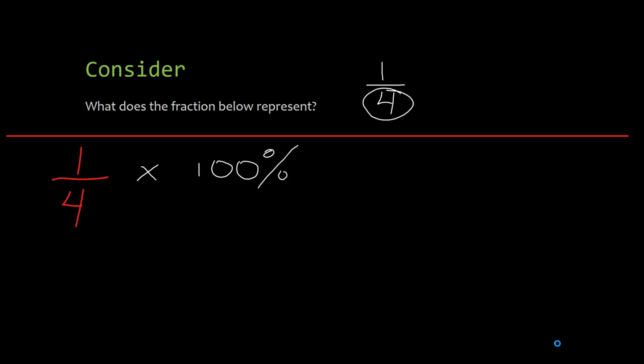The reason we are doing that is we know that 100% represents a whole object. 100% represents a whole object. If you're giving somebody 100% of yourself, you are giving them your whole self. So, as I said, we are going to find a quarter of this 100%.